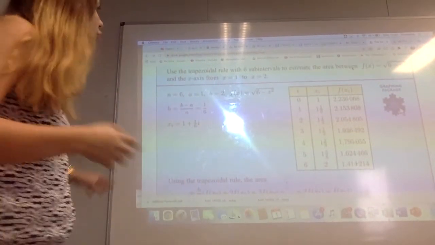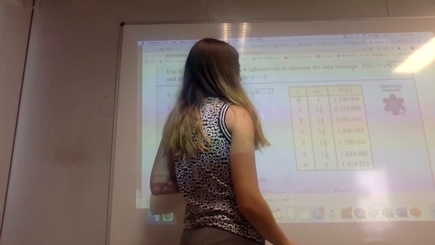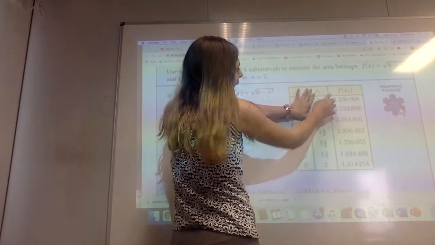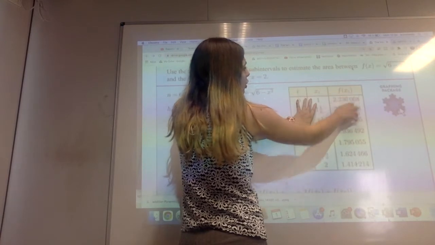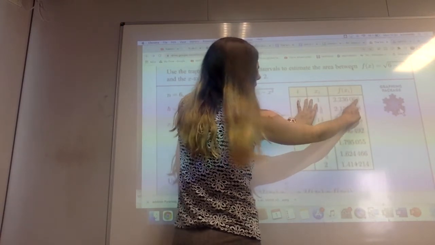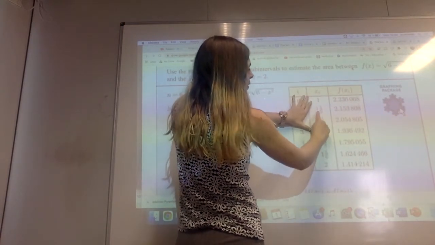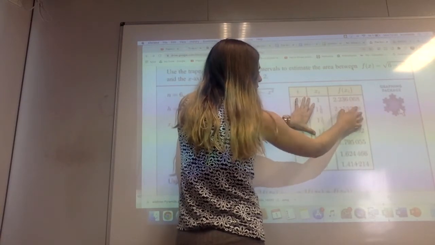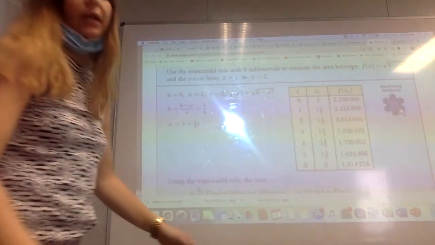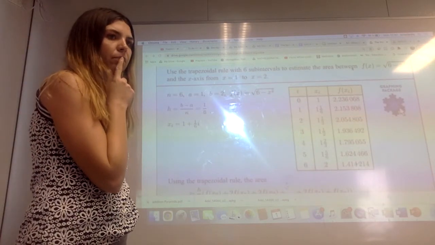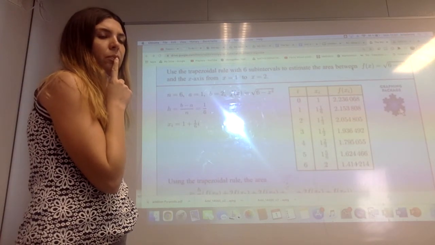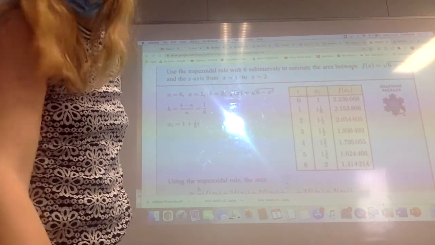Okay, so we've got this table. So what we say is that when x is 1, our generated value from the substitution is going to be 2.236. When x is 1 and 1/6, our substituted value is going to be 2.153. Has anyone got any questions so far? Please ask. I'm accepting that as a no.